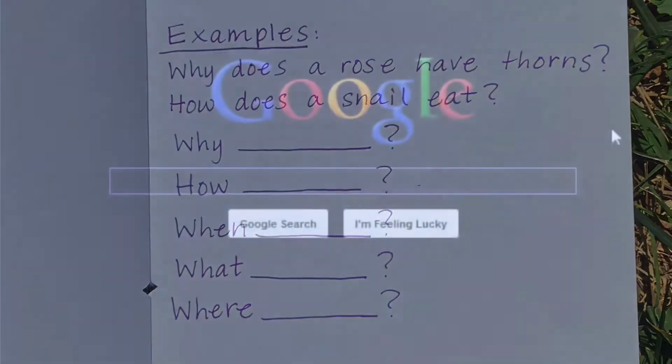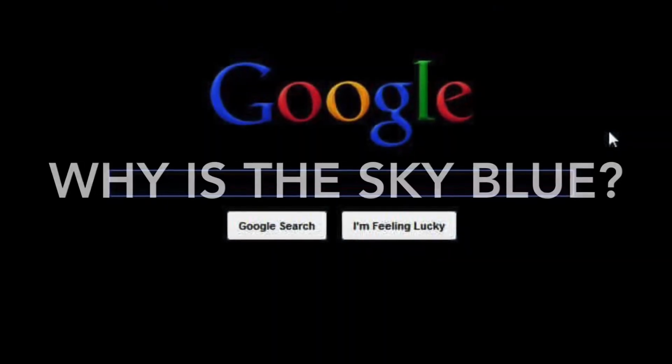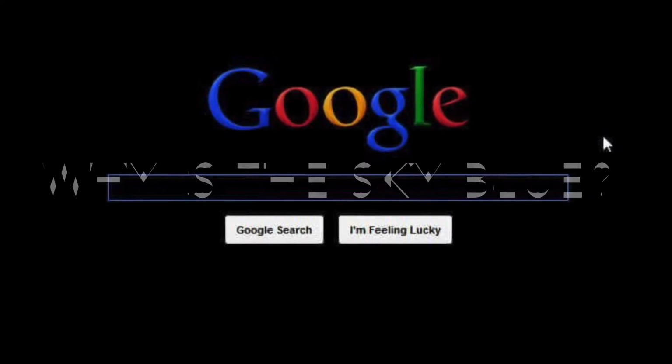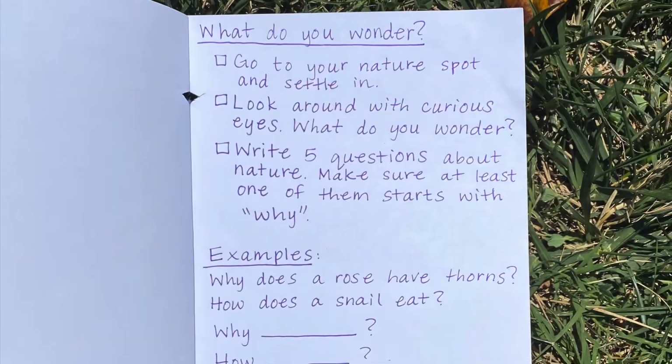And if you're really curious, you can start researching to find the answers to some of your questions. Most importantly, stay curious, enjoy nature, and have fun.